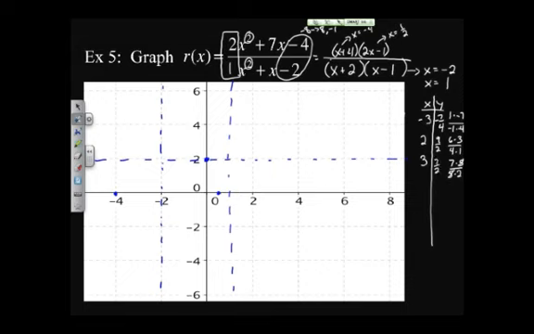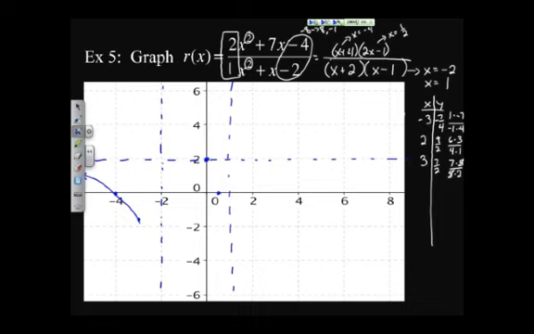So let's go ahead and graph these points, and then we're going to see what happens. So -3, -7/4, that's -1 3/4. So -3, -1 3/4 is about there. Now remember what happens. As we go to the left, this curve will go through these points and get really close to that horizontal line.